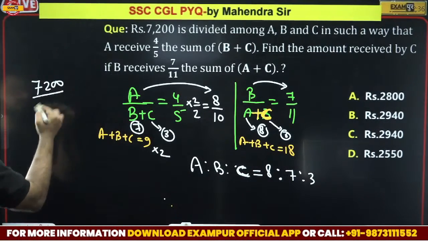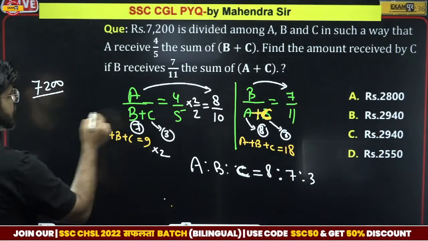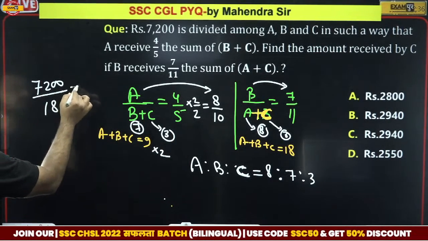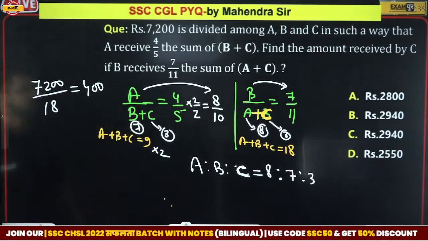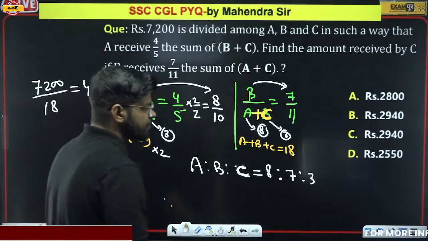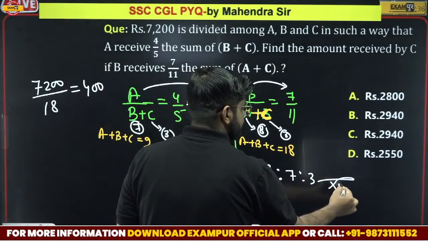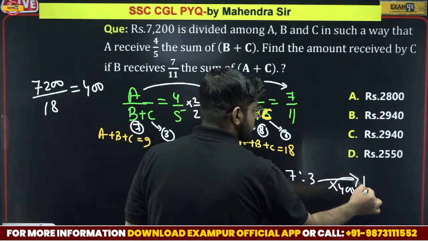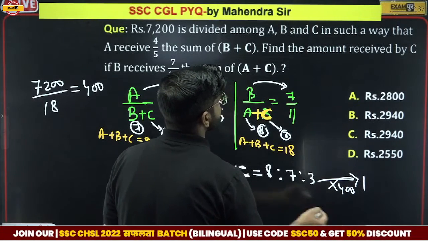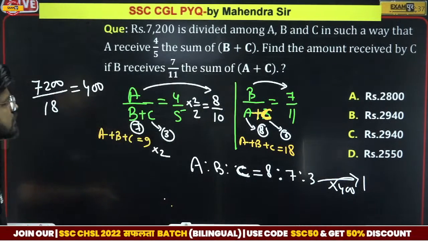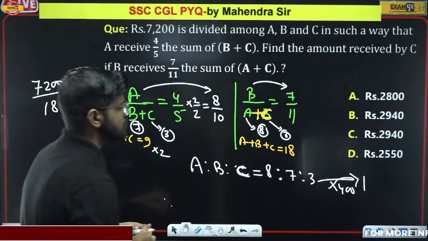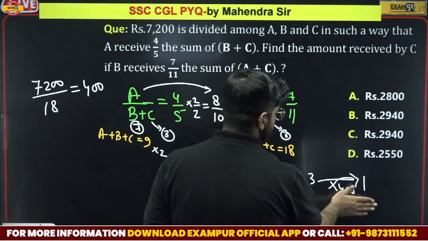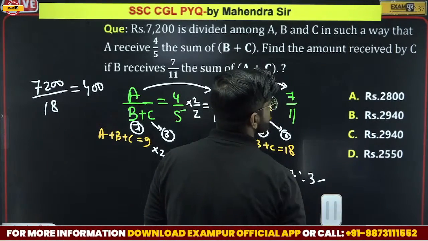So total is 720, and we have already calculated the total. It is nothing but 18. So what is the multiplying factor? 18 times 40 is 720, so just multiply here by 40. You will get what? Is it B or C? The amount received by C. So C is what? 1200. I think something is missing.